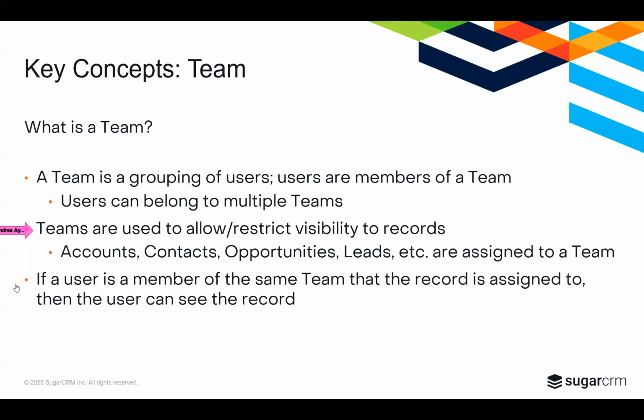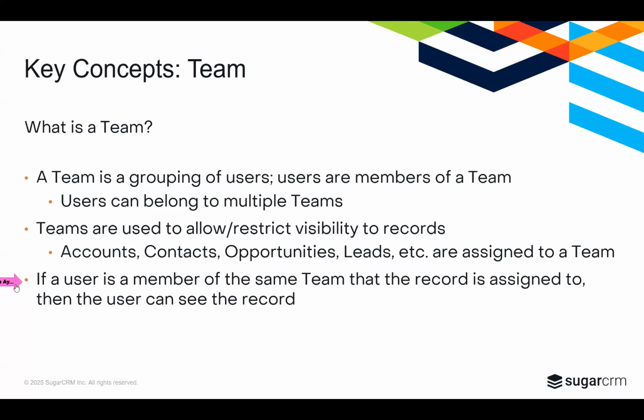So if a user is a member of the same team that is linked to that record, like let's say the team is the West Coast sales team. Okay, so if Bob is a member of the West Coast sales team and he wants to look at a record that's assigned to the West Coast sales team, he will be able to see it. Now, the opposite is also true. If he tries to look at a record that's only assigned to the East Coast sales team, he will not be able to see it because he's not in that team. Okay? So it's visibility, not what they can do in that record, just if they can see it or not see it, right?